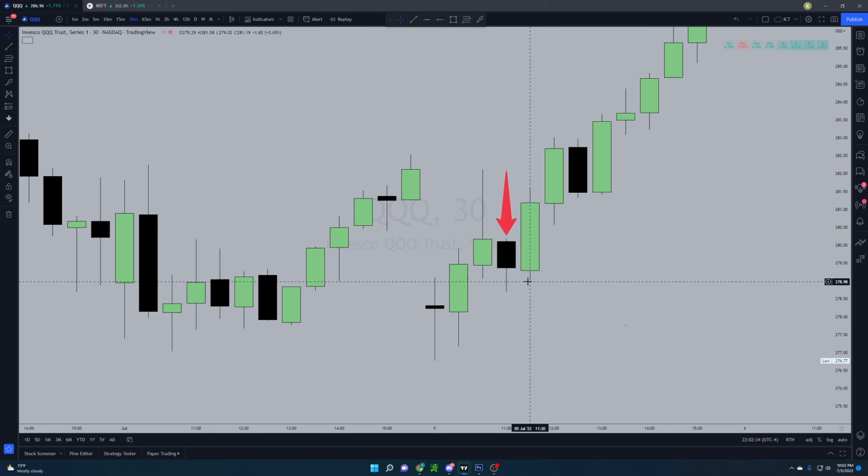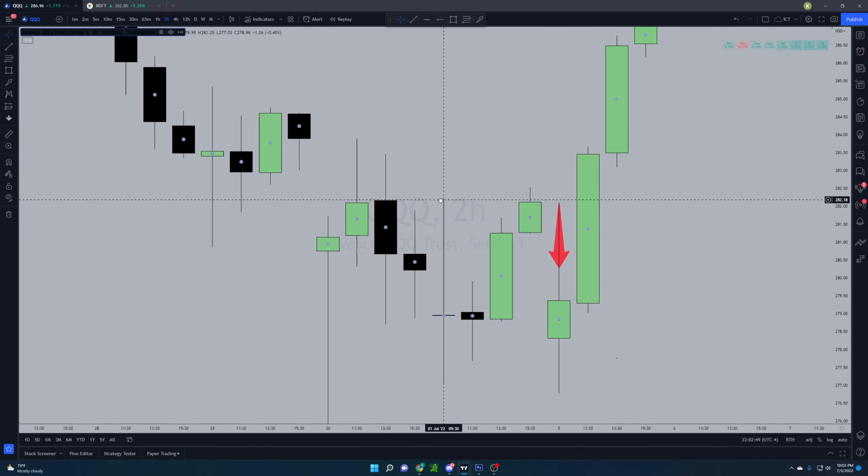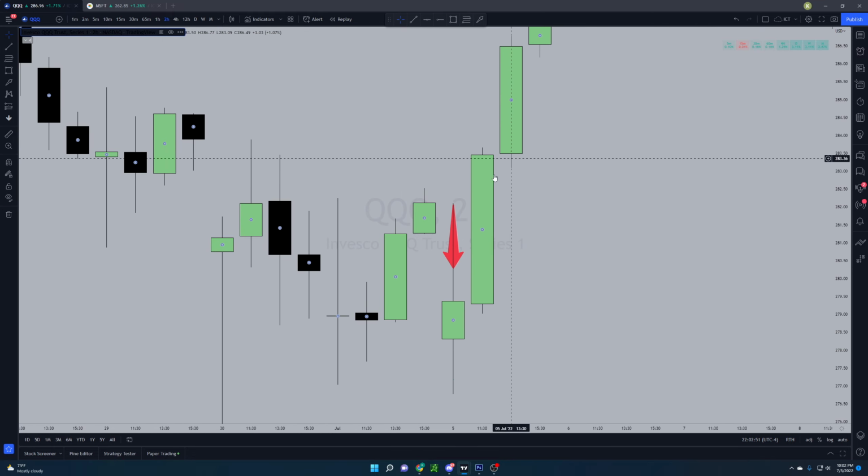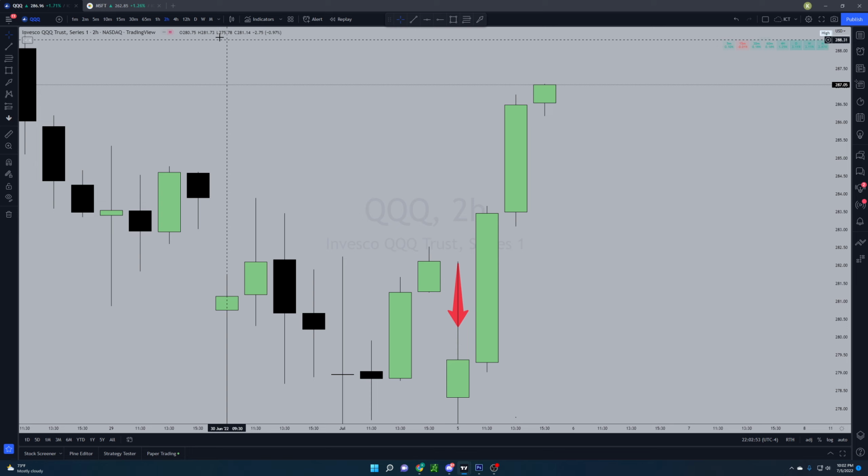This candle here is more of a hammer candle now, right? So this red candle that's supposed to be super bearish after this shooter has now turned into a hammer, right? Price went down here and retraced all the way back. If you look at an even larger time frame, they're all green, right? Your 2 hour, all green.